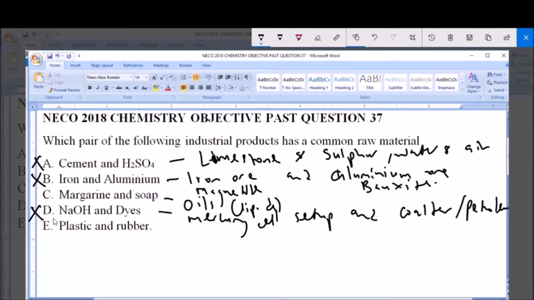Now option E, plastic and rubber. Plastics are made using various material, but the most common one is cellulose, and then rubber is majorly made using latex. So as you can see, the raw materials are not the same, so this is also out.